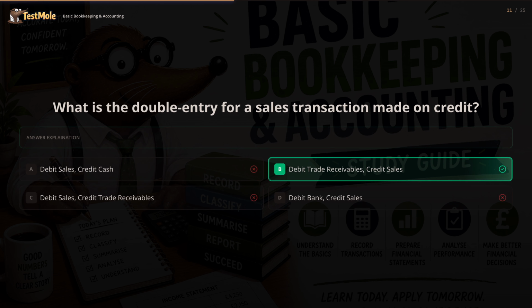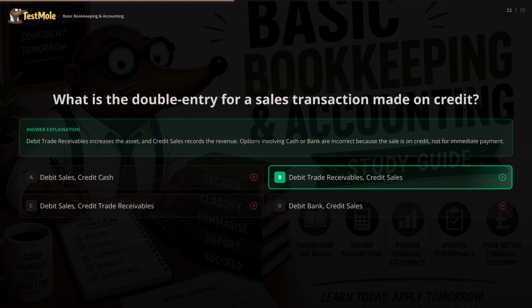The answer is B. Debit trade receivables increases the asset, and credit sales records the revenue. Options involving cash or bank are incorrect because the sale is on credit, not for immediate payment.